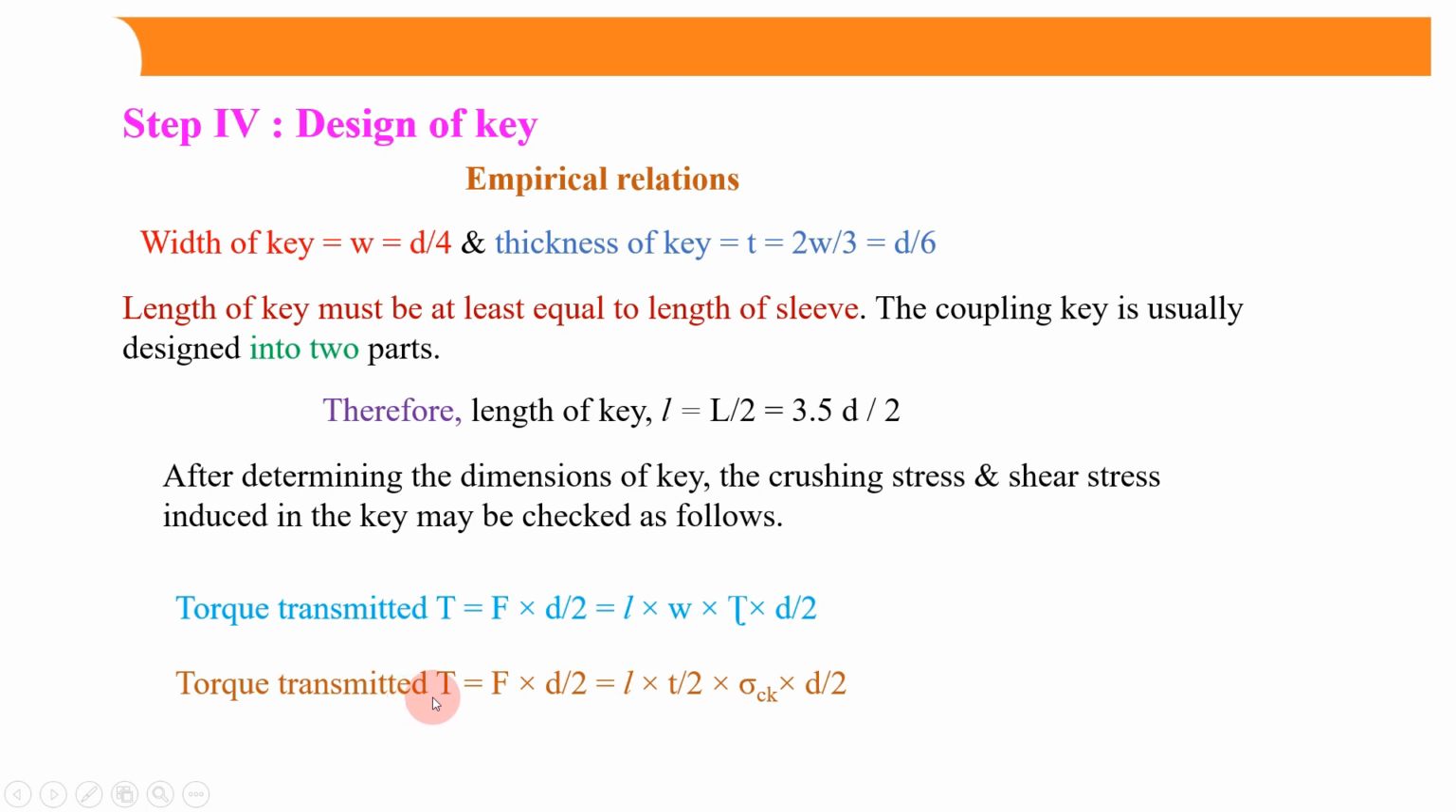For checking crushing stress, T is equal to F into d by 2, which is equal to l into t by 2 into sigma ck into d by 2. By this relation you can easily check the crushing stress as well as shear stress in key material. In this way we can design the sleeve or muff coupling, and you can solve a number of numericals on the basis of this design procedure. Thank you.